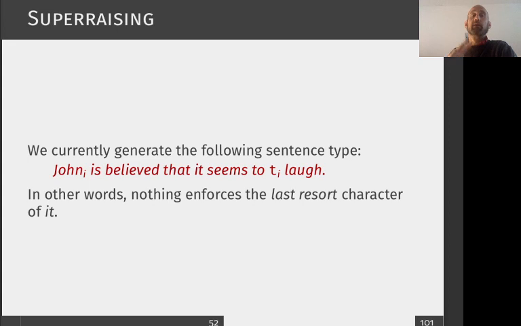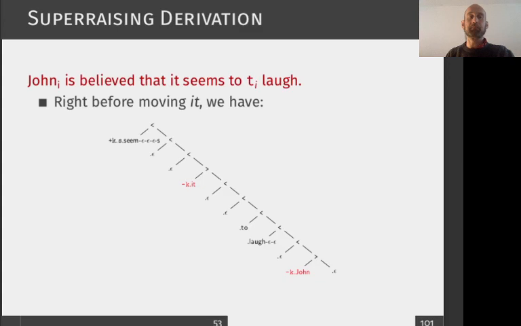Okay. So the problem is intuitively that nothing enforces the last resort character of it, right? Really, we shouldn't have adjoined it in there because we already had John. Why bother adjoining it when there's John already? You should only adjoin it if you have to.